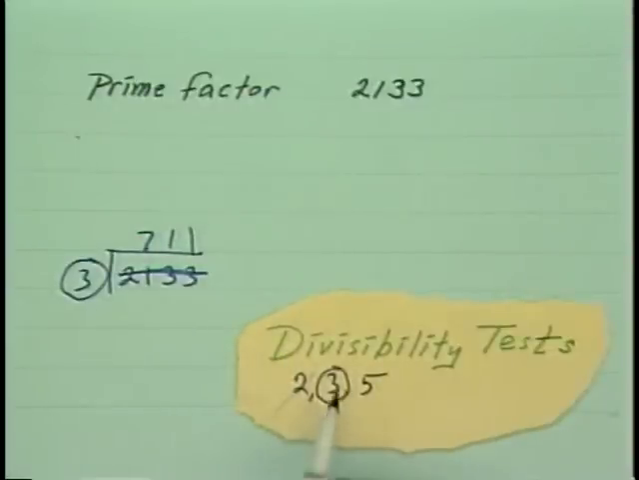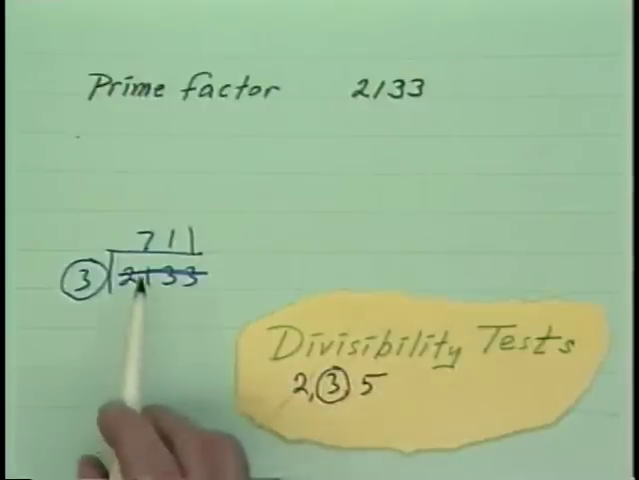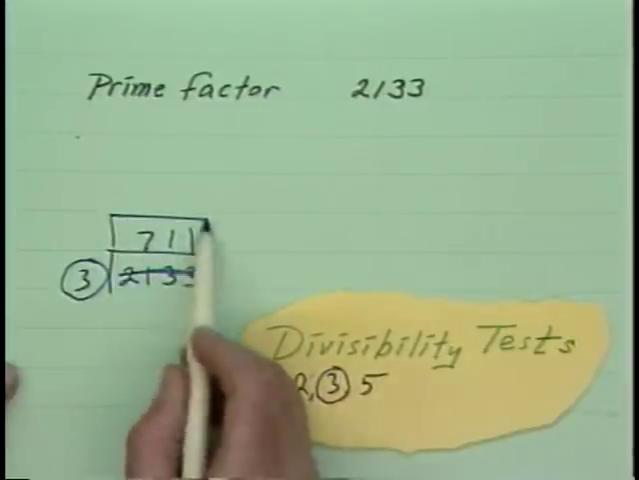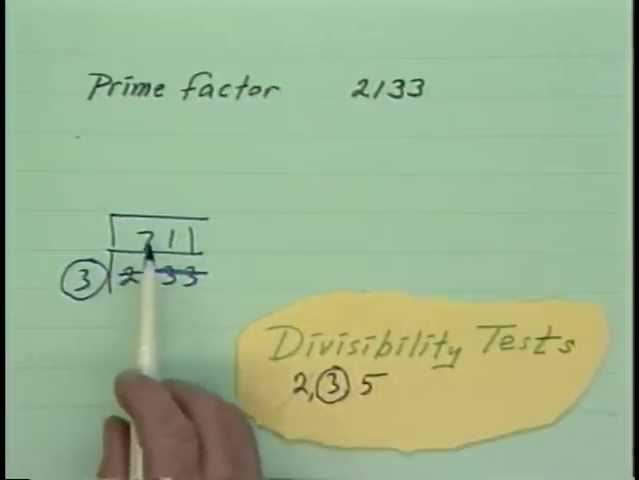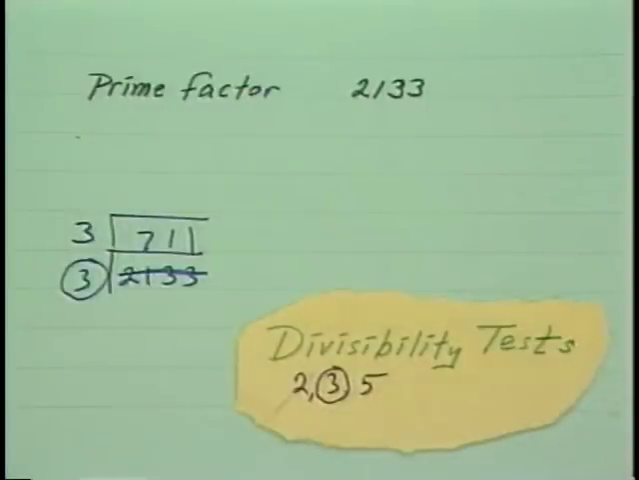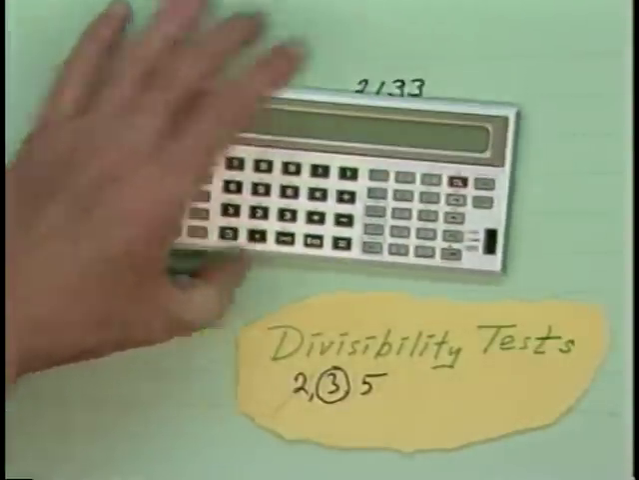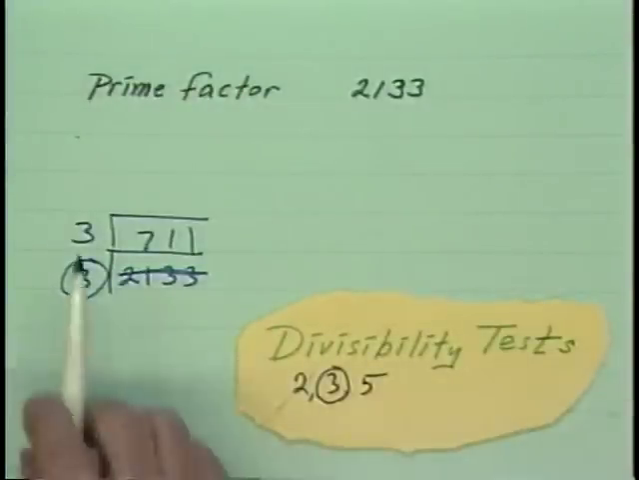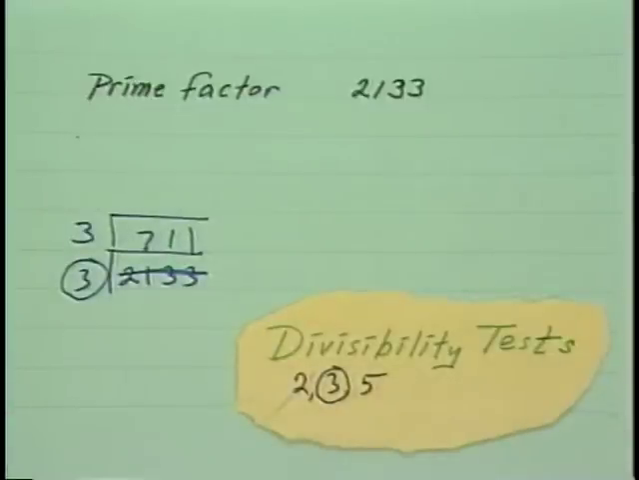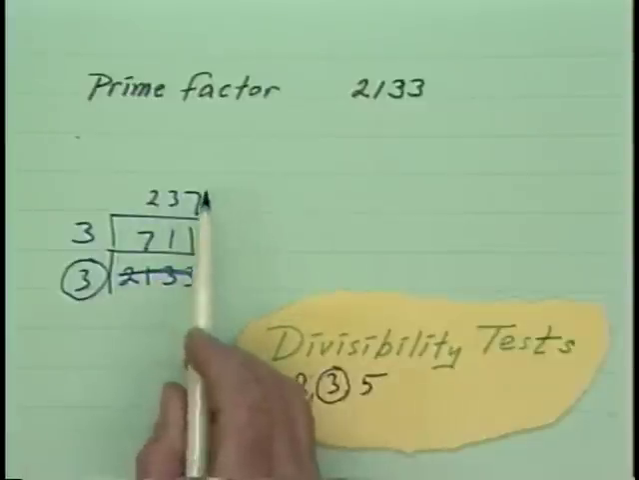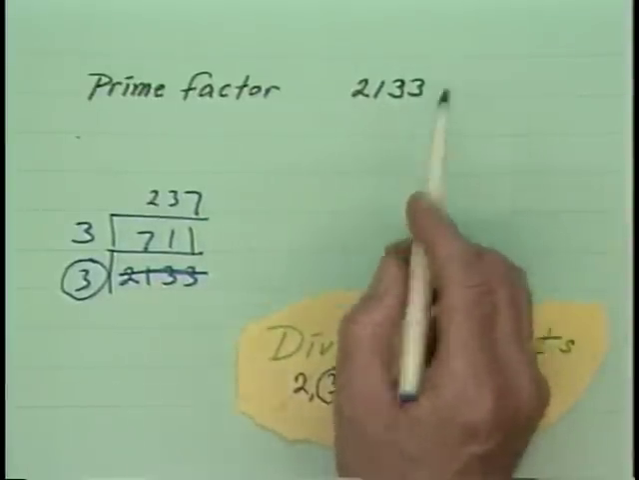So again, using the divisibility test on 3, we can see that 7 and 1 is 9, which is divisible by 3. So is 711. So dividing it by 3, and with practice, there's nothing wrong with the calculator. In fact, it's encouraged. But dividing this by 3, we would get 237. And see, this is much, much smaller than what we started with.